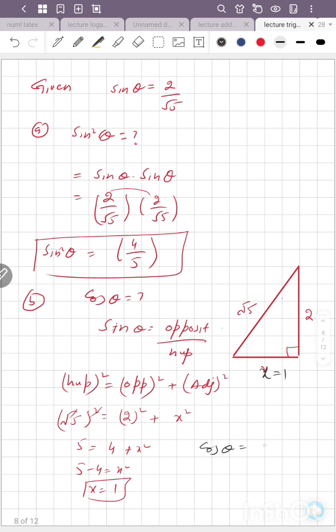Now cos theta means adjacent over hypotenuse. So the adjacent is 1 and the hypotenuse is square root 5. We got this answer. Okay, hopefully, dear friends, you can understand this topic. Now we will move forward.